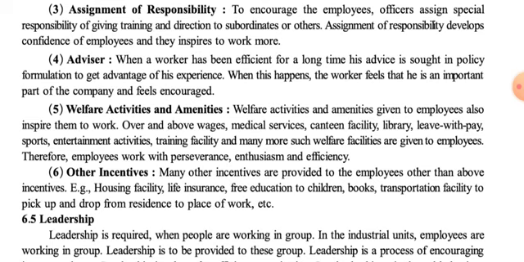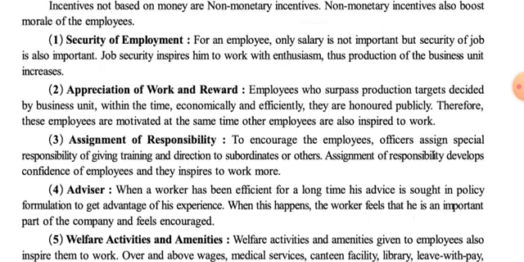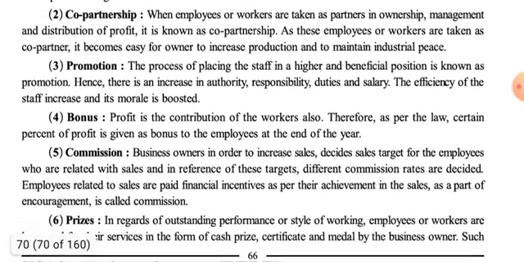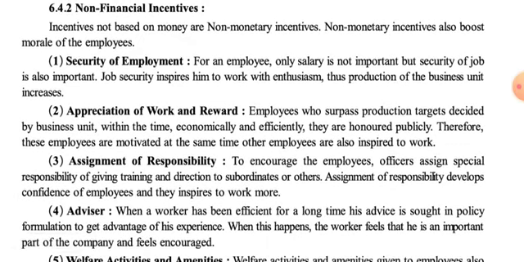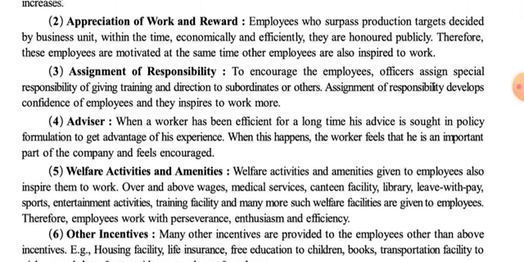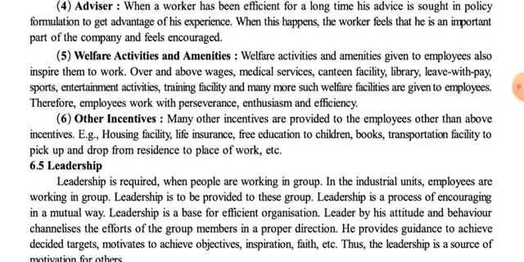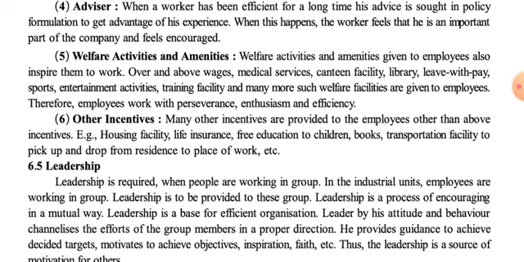These points are very vast and include many different types of information, so it takes more time to explain, but it becomes very easy for you to remember and understand all these points. In today's session we discussed the last two types of financial incentives, that is prizes and suggestions and advices, and in non-financial incentives, along with meaning, we discussed security of employment, appreciation of work and reward, and assignment of responsibility. The remaining 3 points, that is advisor, welfare activities and amenities, and other incentives, will be discussed in the next session. So have a nice day and thank you very much, class.